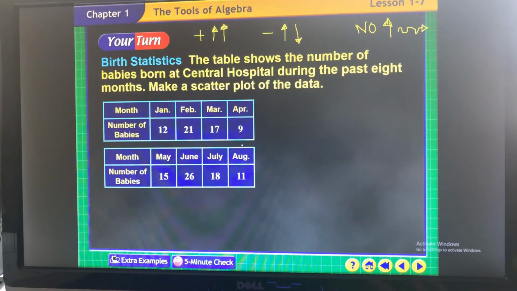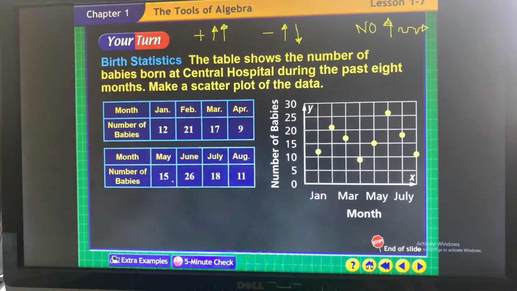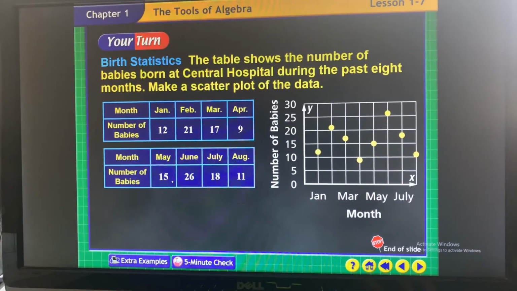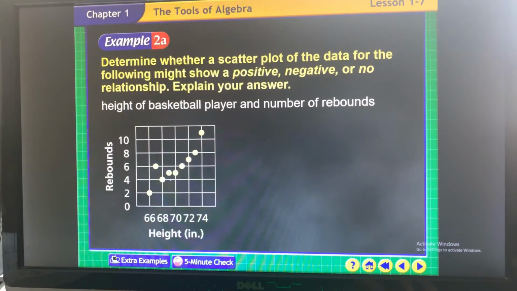That's a no correlation. So this is as the months progress, do the number of babies increase? Do the number of babies decrease? Or nothing at all? So if you look at that scatter plot, it's all over the board. So you're going to say that has no correlation. The height of a basketball player and the number of rebounds.